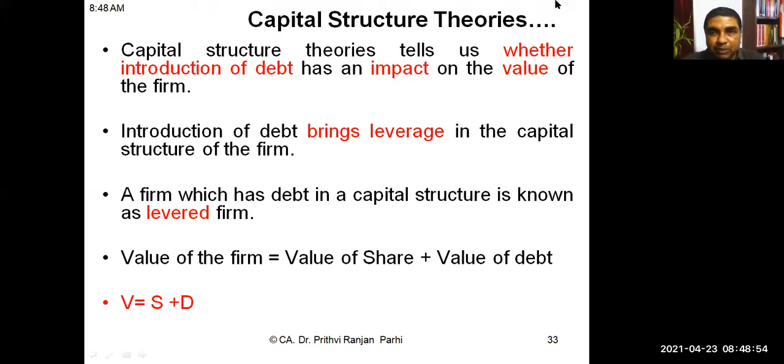And I had explained what the objective of these theories is. These theories tell us whether a change in capital structure can have an impact on the value of the firm. When I say change in capital structure, I mean changing the combination of debt and equity in a capital structure. The firm which has debt is referred to as a levered firm; where debt is not there in the capital structure, that is referred to as an unlevered firm.